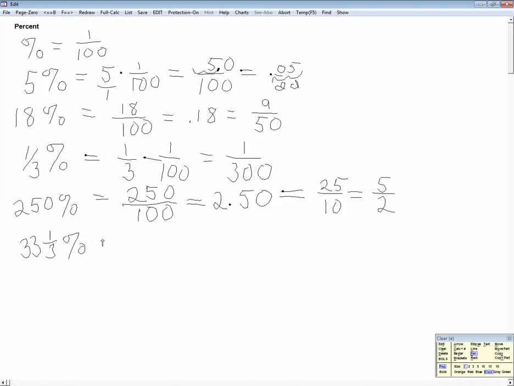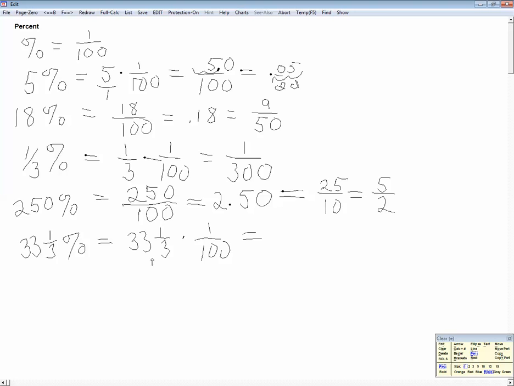Again, a lot of people would get confused. In fact, I used to get confused. But if you just follow the rule, don't think about it too much, just write this as 33 1/3 times 1/100th, and then you do the usual things.